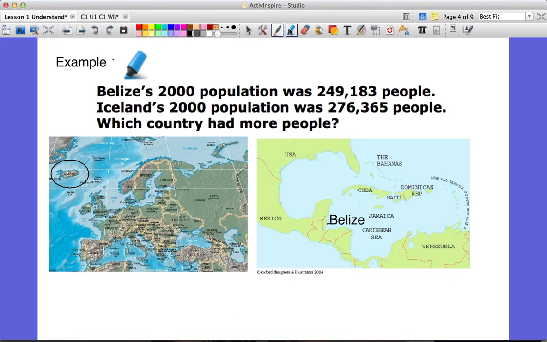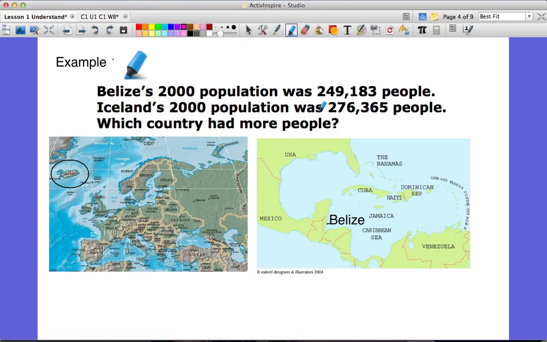All right, so we're going to go to the next problem, and it is a word problem, so we're going to get out our highlighters. First, we're going to read the problem. Belize's 2000 population was 249,183 people. Iceland's 2000 population was 276,365 people. Which country had more people?